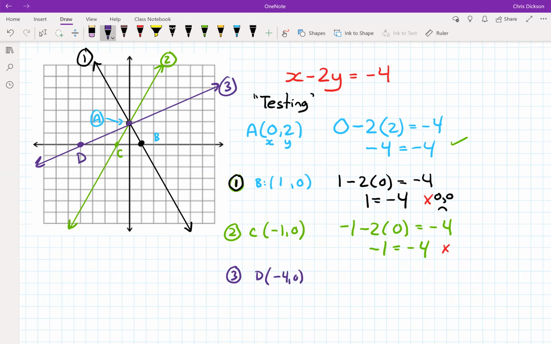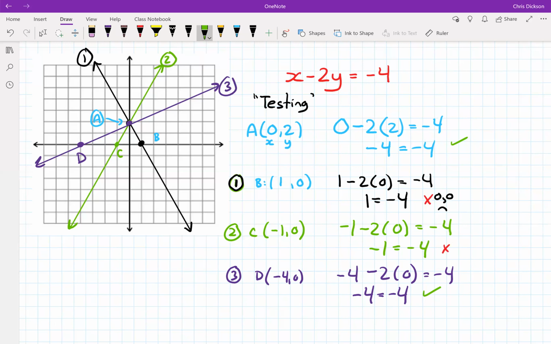So plugging it in, -4 minus 2 times 0 equals -4. So -4 is equal to -4. So that is pretty sexy. So that does work really nice for us.